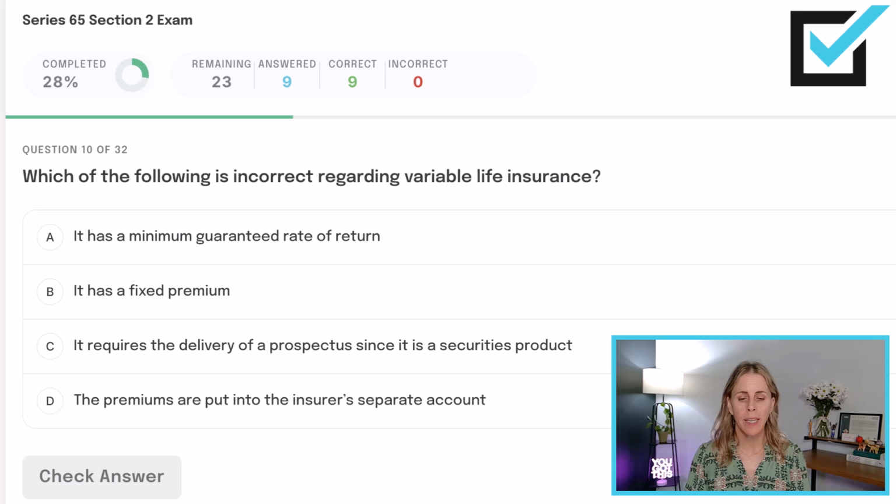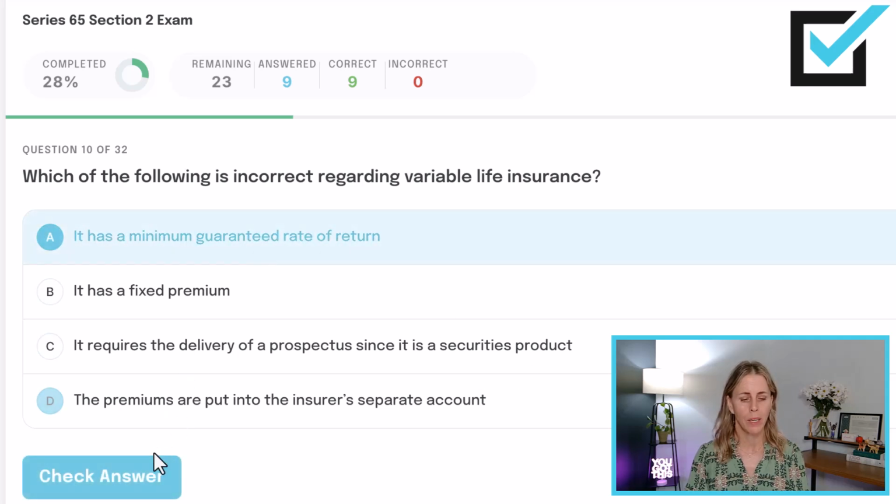Which of the following is incorrect regarding variable life insurance? It has a minimum guaranteed rate of return. It has a fixed premium. It requires the delivery of a prospectus since it is a securities product. The premiums are put into the insurer's separate account. Which is false? It has a minimum guaranteed rate of return.